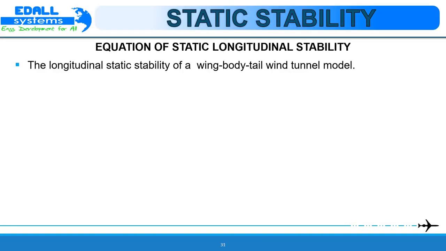Now, considering the wing body tail wind tunnel model, let us see how longitudinal static stability is applicable. This equation clearly shows the powerful influence of the location h of the center of gravity and the tail volume ratio VH in determining the longitudinal static stability.